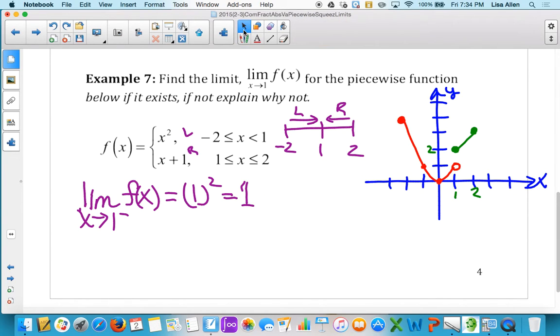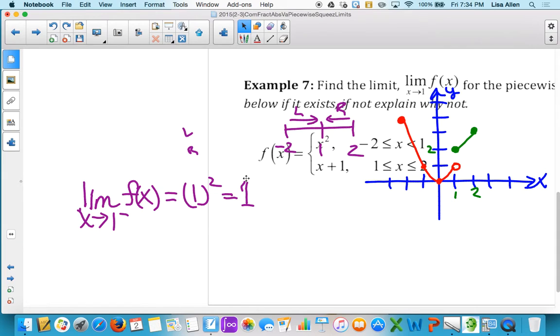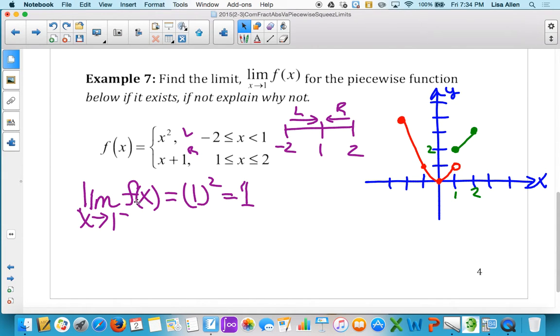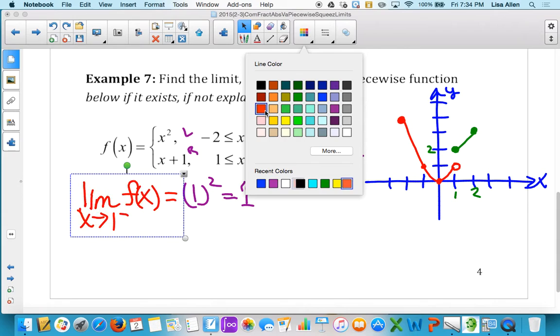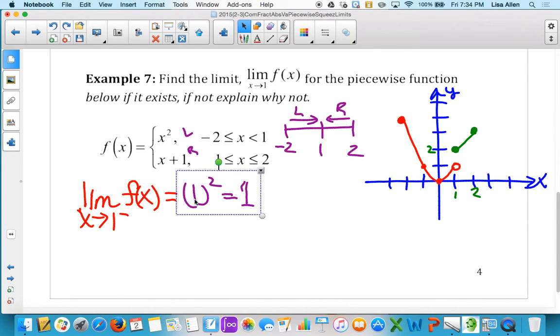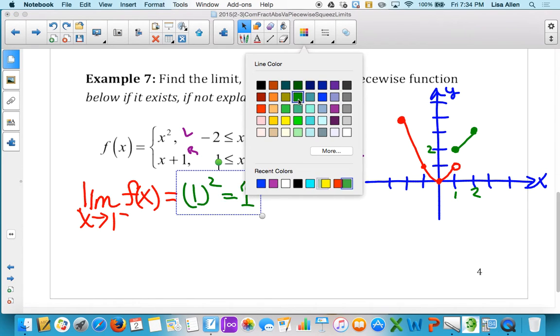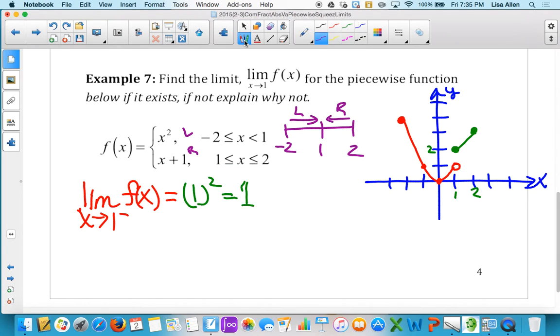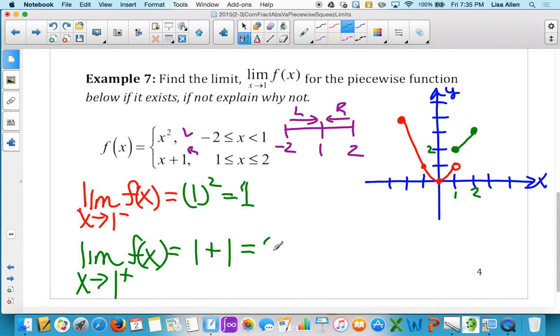And oh, I could have color-coded that too. Here, let me color-code it. All right, so that one's red, right? Yeah, probably more time than it's worth, but there it's red now. Now let's go green. Okay, so now let's take the limit as x approaches 1 from the right of f of x. So that means I'm going to use the right-hand portion, which is equal to then 1 plus 1, or that's equal to 2. Kind of what the graph said here.